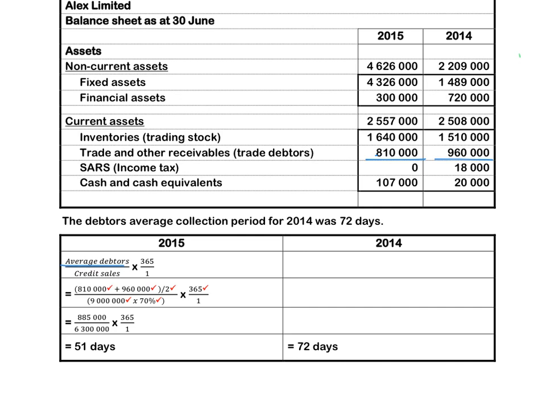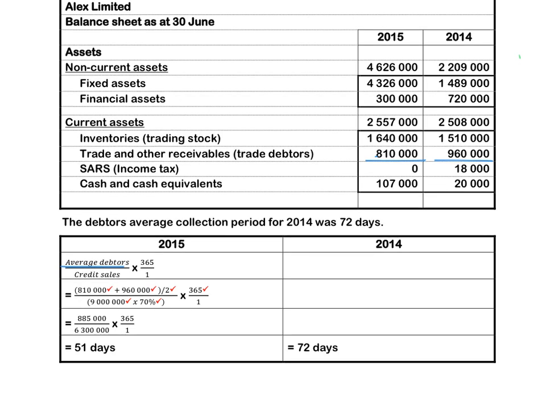This average debtors must be divided by the credit sales, and the credit sales must be calculated because they give us the total sales for 2015 as 9 million, but only 70% of the sales were on credit, so we can only work out 70% of this 9 million, and that will give us 6.3 million as the credit sales for the year. Then we multiply this with 365 to work out how many days it takes to pay.